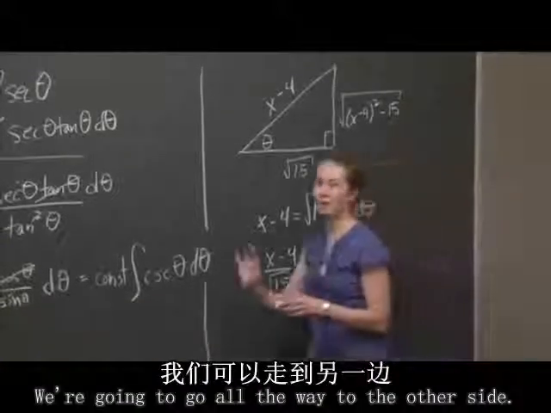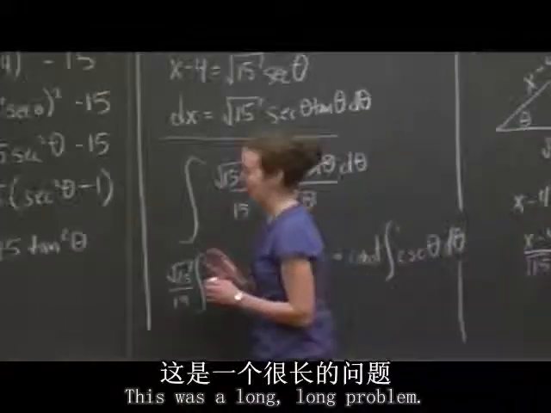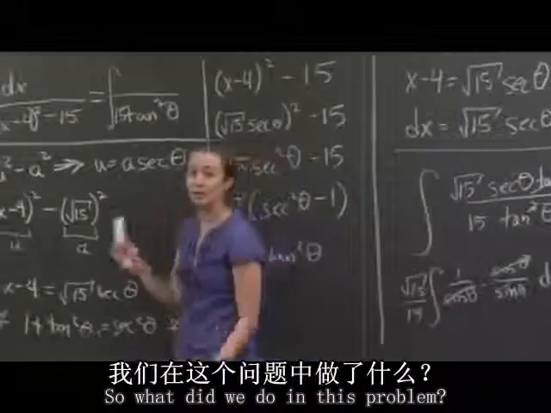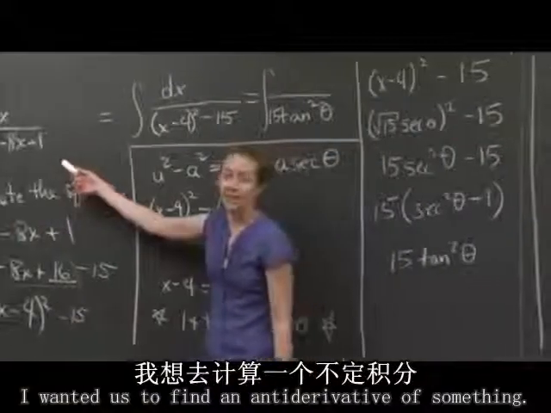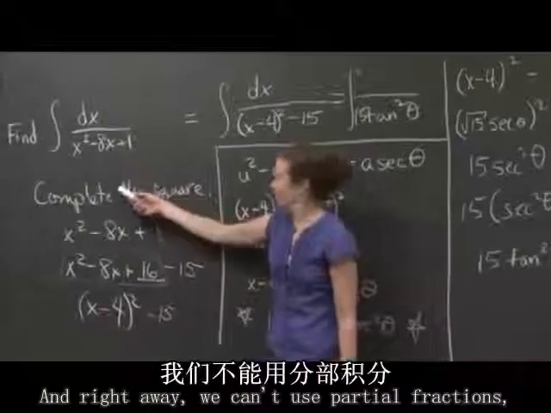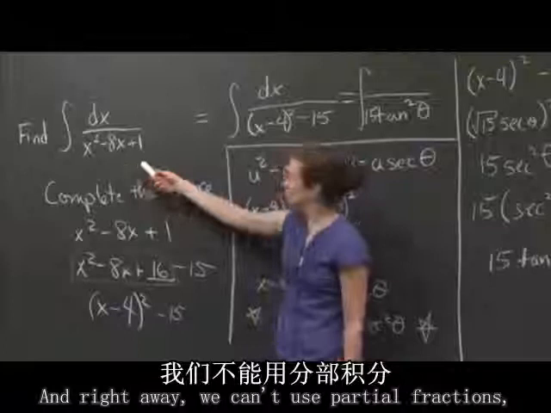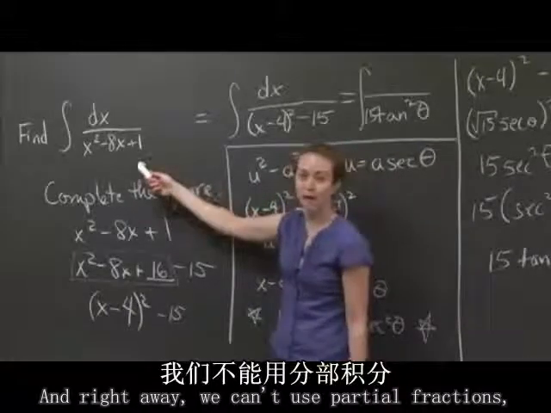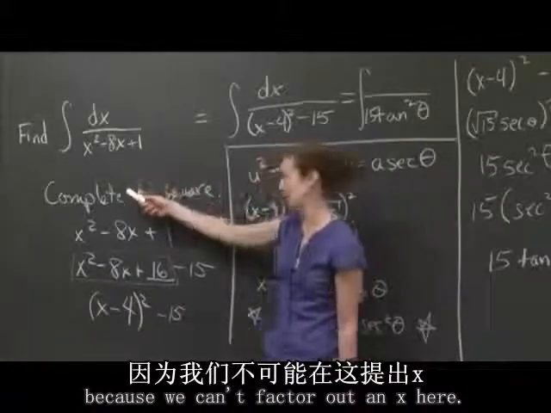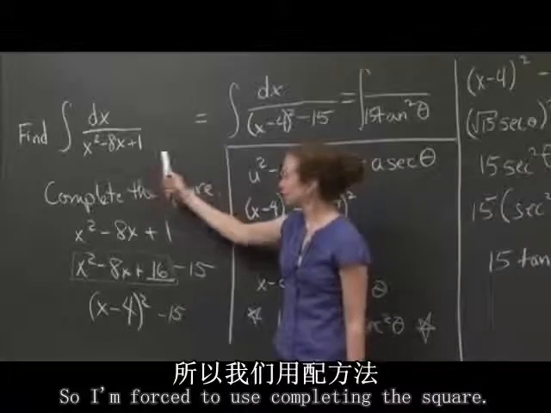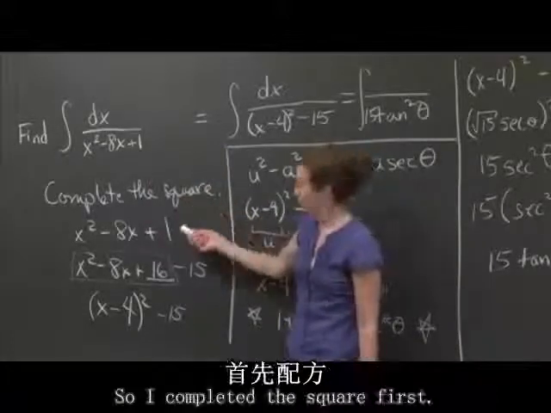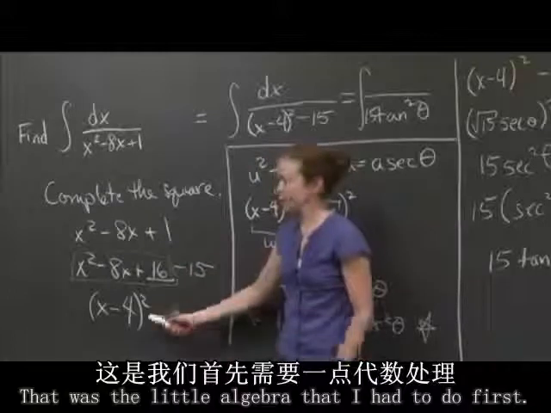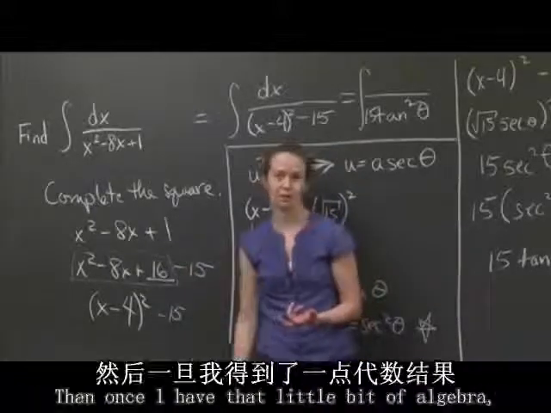So let's go back and just remind ourselves where we came from. We're going to go all the way to the other side. This was a long, long problem. So what did we do in this problem? I wanted us to find an antiderivative of something. And right away, we can't use partial fractions because we can't factor out an x here. So I'm forced to use completing the square. So I completed the square first. That was a little algebra that I had to do first.